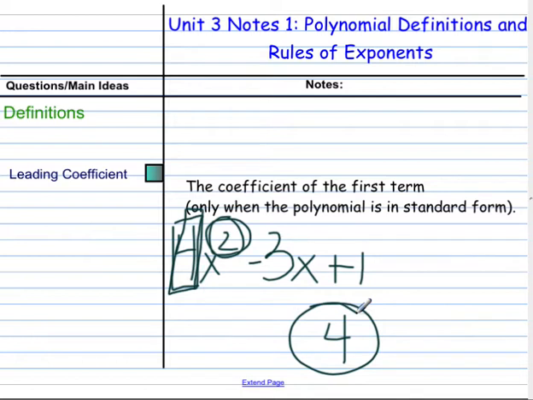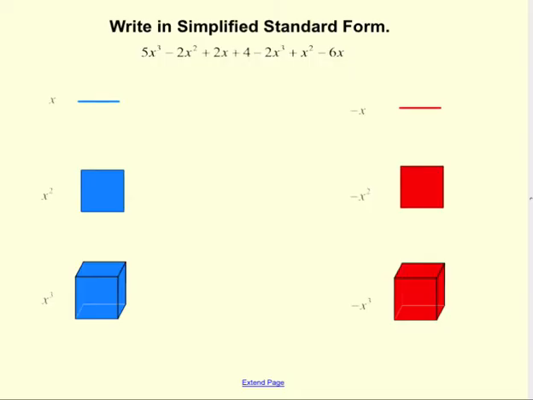Okay, now let's put this vocabulary into practice a little bit. I just want to show you something about like terms. So let's let x represent a line. Let's let x squared represent a square and x cubed represent a cube. So I just want to kind of take a look at this. You guys don't have to write anything down. I just kind of want you following along for your own benefit.